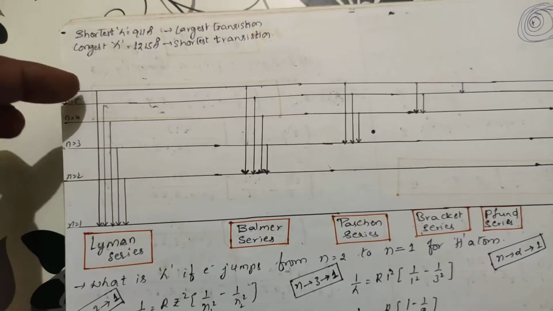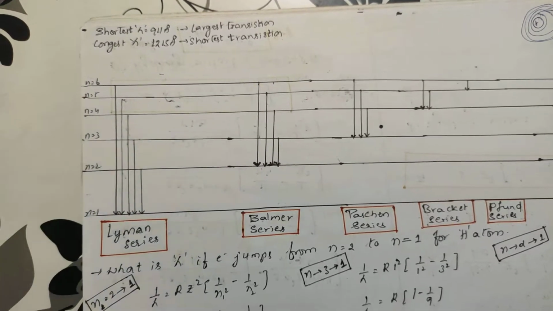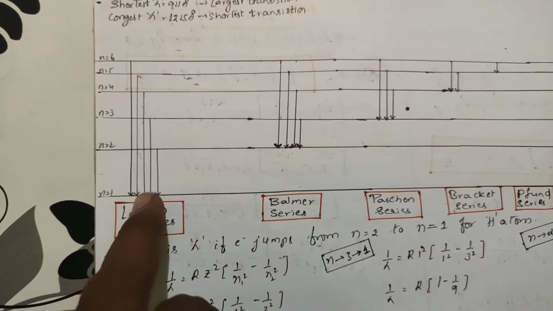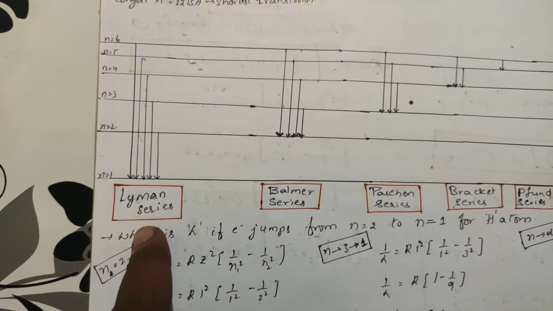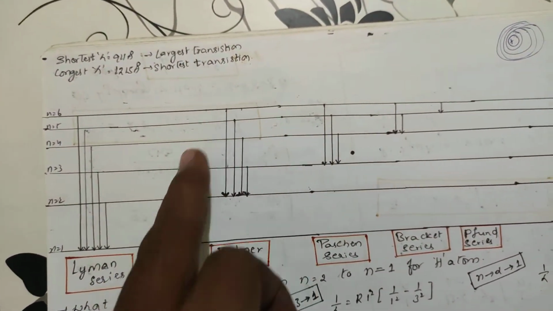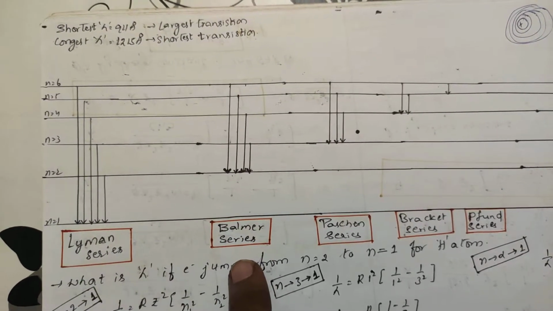Be clear with this. From anywhere, it may be 6th, 5th, 4th, 3rd, 2nd. If the electron jumps into the 1st orbit, meaning finally the electron is reaching the 1st orbit, then that belongs to the Lyman series. From anywhere the electron jumps into the 2nd orbit, it is called the Balmer series.